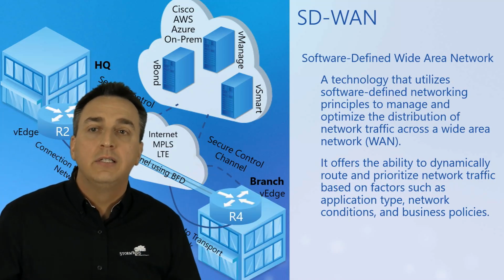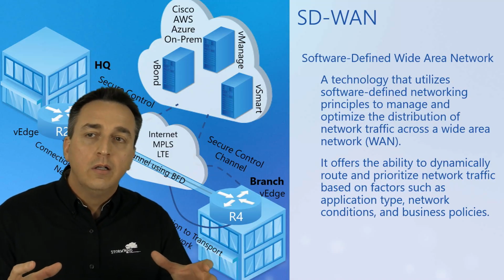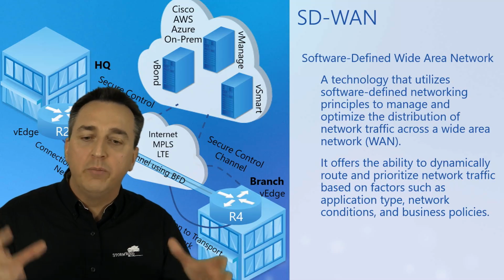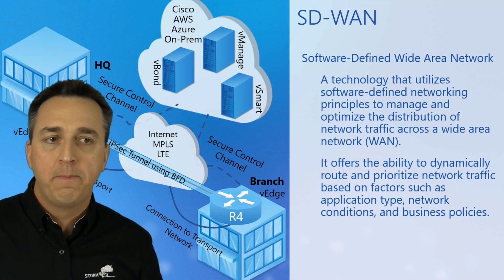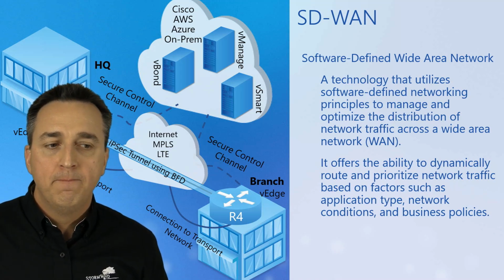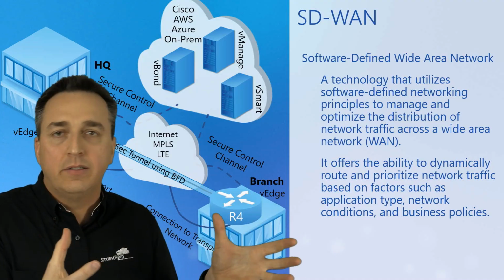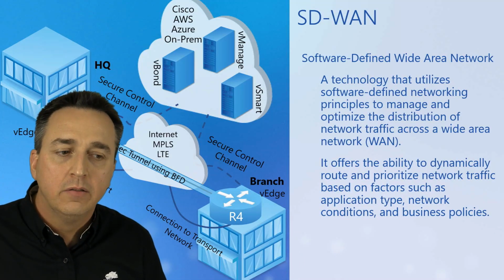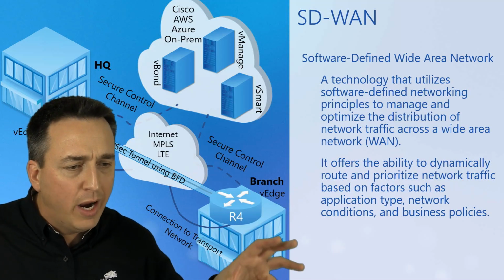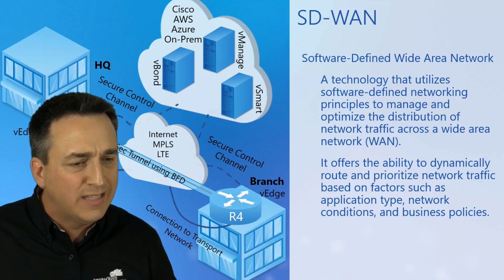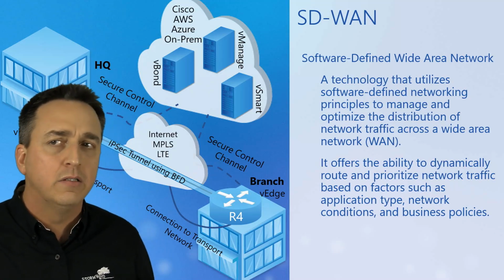Well, the difference is managing, monitoring, maintaining, control, automation, programmability, which I don't get with traditional WAN networking. All of those buzzwords I just threw out there are greatly enhanced when we're talking about SD-WAN. The ability to dynamically route and prioritize network traffic based on factors such as application type, network conditions, and business policies. I don't get that with traditional WANs.